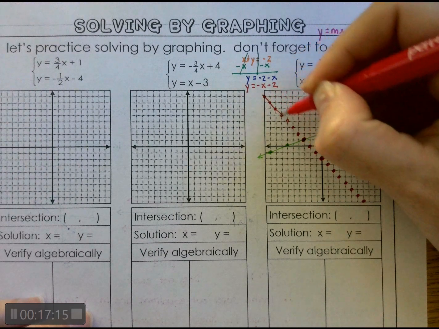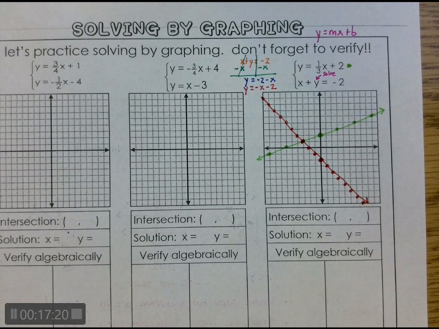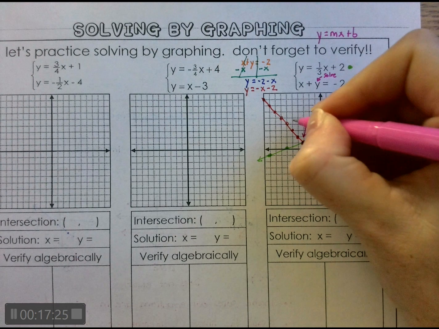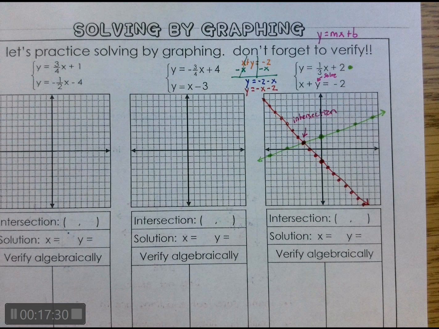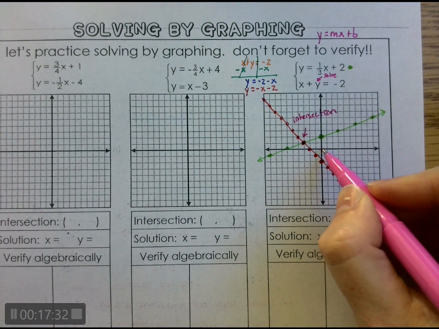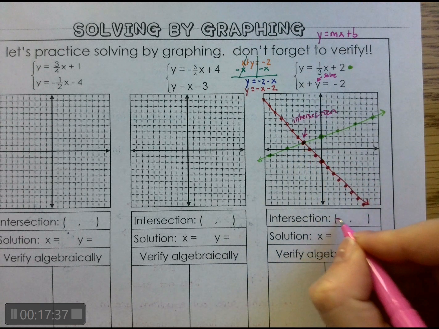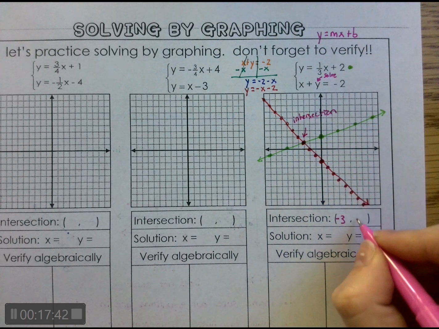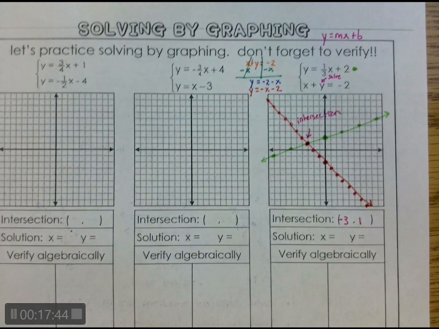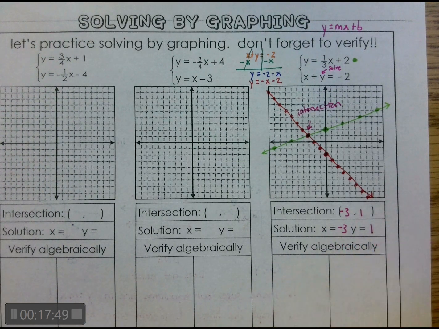And then you connect your dots. And then find your point of intersection. Alrighty, so count, starting from the origin, -1, -2, -3. So your x is -3, and your y is +1. So down here for our solution, we have x equals -3, y equals 1.